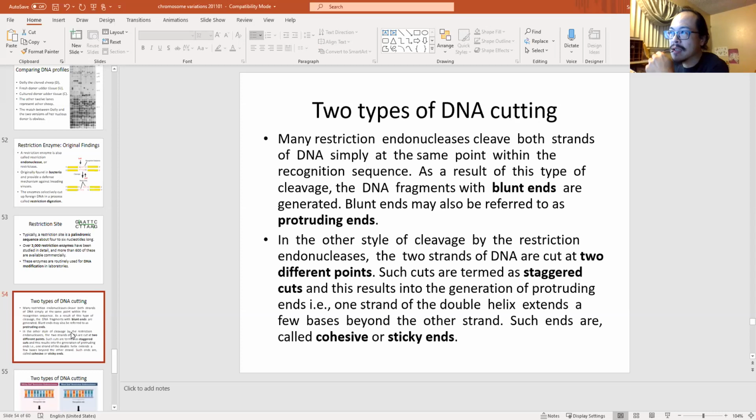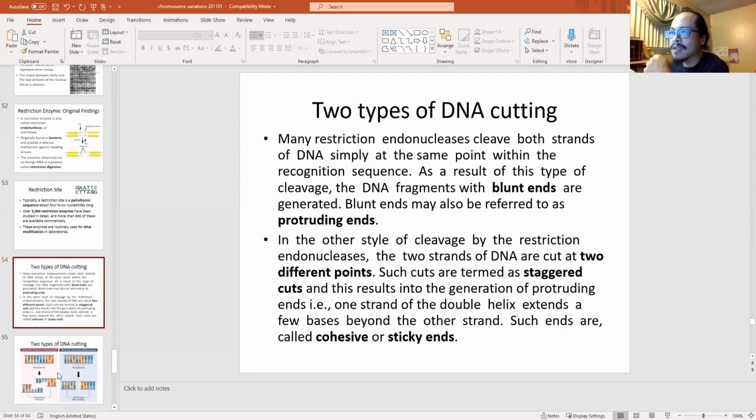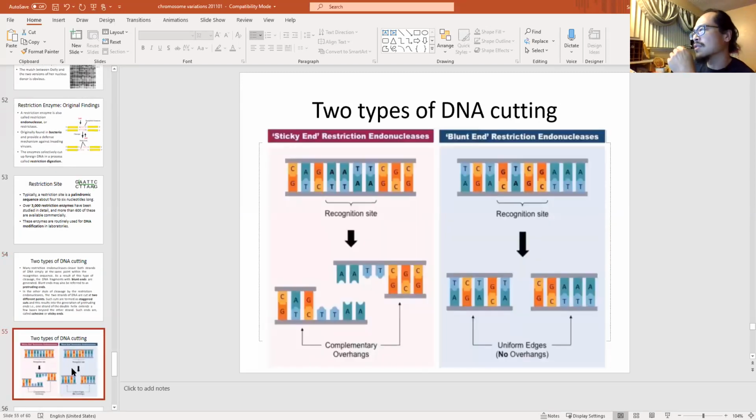This enzyme cuts DNA into two types. One is called a blunt end. The other one is a staggered cut, which produces a sticky end, a cohesive end, also called a protruding end. Let's look at this one here, easier to understand. With these two types of DNA cutting from this restriction enzyme, we can cut it, leaving some sticky ends, so it can be attached to other things, or it could be the blunt end. So that's that.